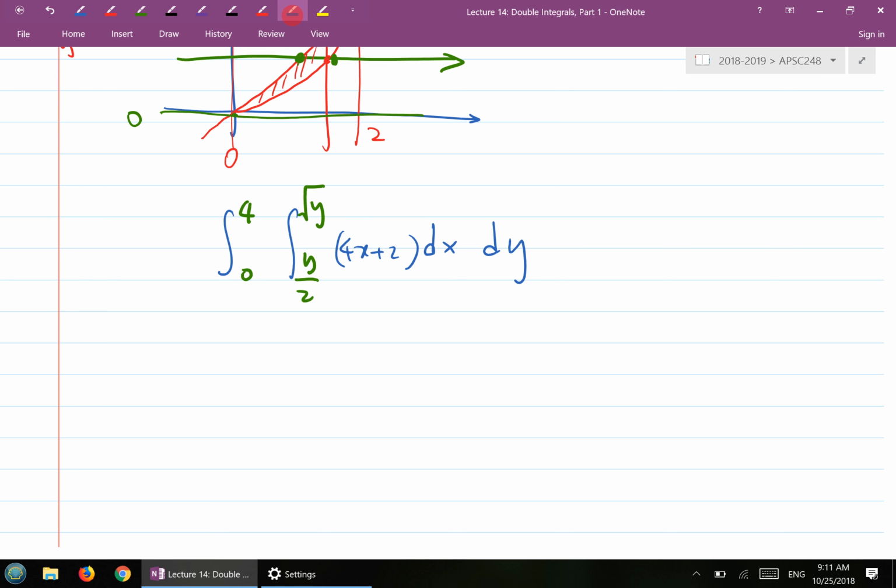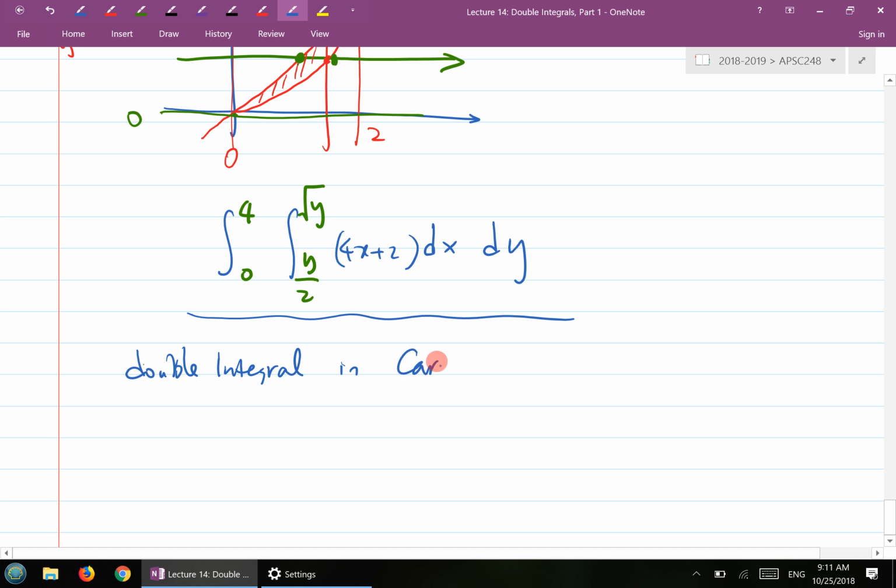So far, what we have focused on is what we call the double integral in Cartesian coordinates. This Cartesian coordinates idea is essentially x and y. You're dealing with x and y here in a double integral.